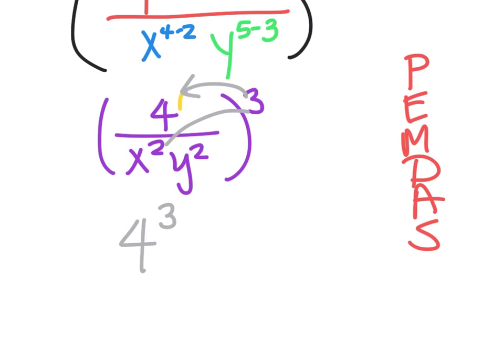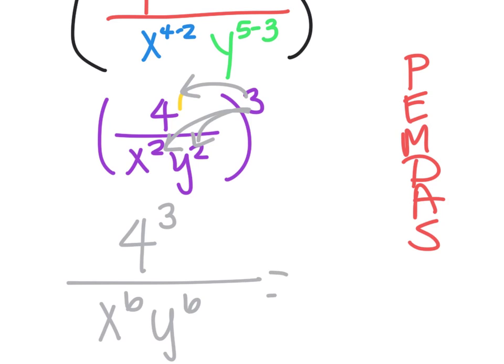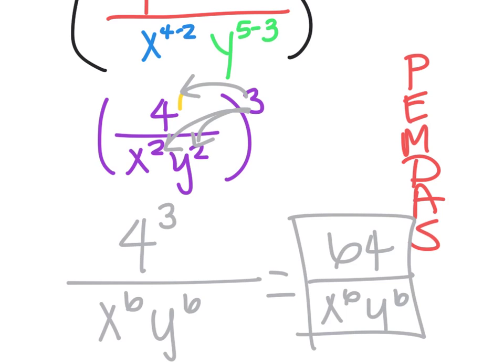And I distribute the 3 to the 2 in the denominator. So x to the 2 times 3 is going to give me x to the sixth. And I distribute my 3 to the 2 with the y. And 2 times 3 again is going to give me 6. The only thing I can do is 4 to the third is actually 64. So 64 over x to the sixth y to the sixth. This would be my final answer.